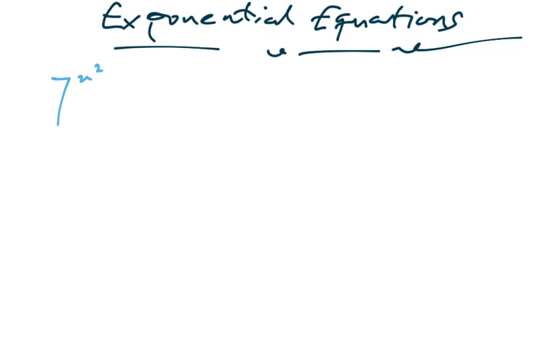Now we'll take the first problem, which is 7 exponent x squared plus 3x equal to 1 over 49. Now how do we solve this problem? It's very easy. First of all, this is what you have to do. We have to make the bases the same.